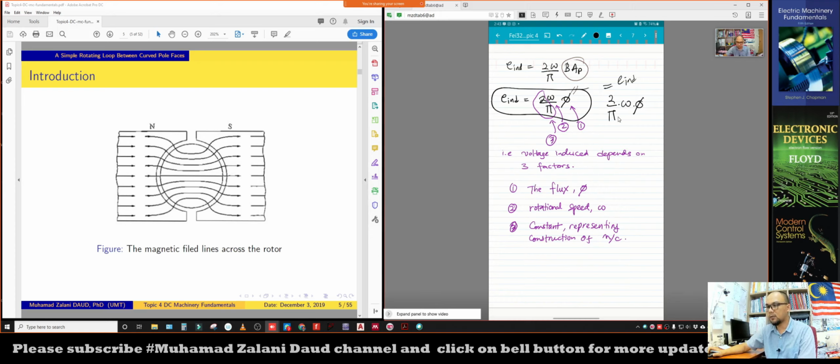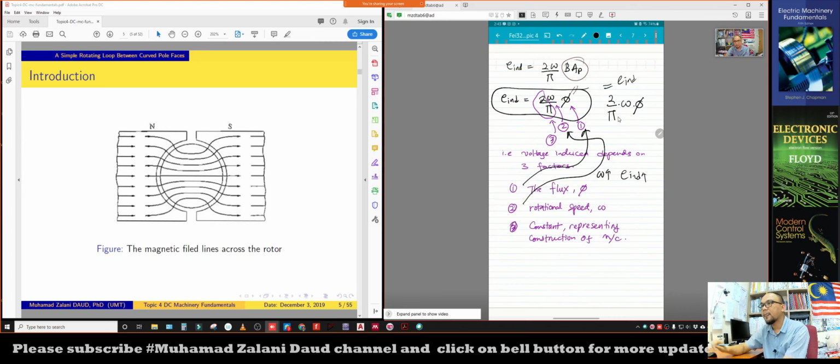As you can see, number one, it depends on phi, which is the flux. The stronger the flux, the higher the induced voltage. Then it also depends on the rotational speed, omega. As omega increases, if we rotate at a much higher speed, the induced voltage also increases.